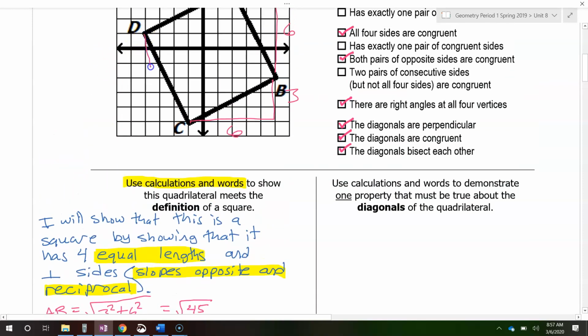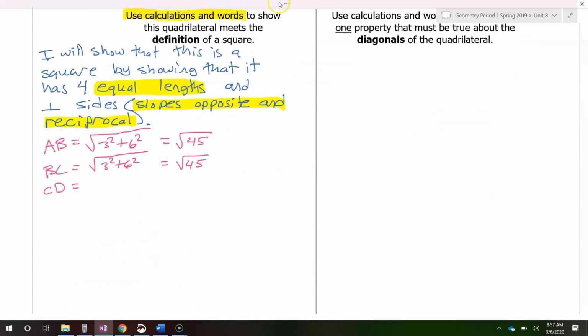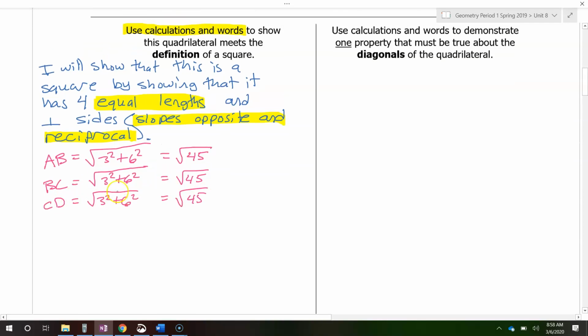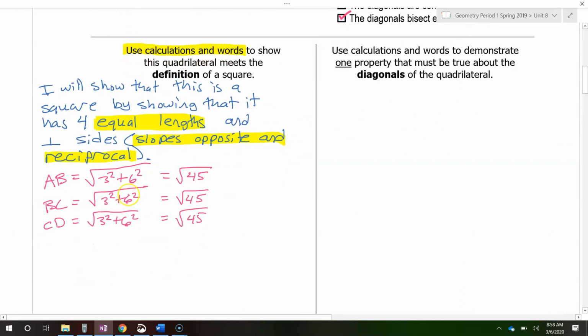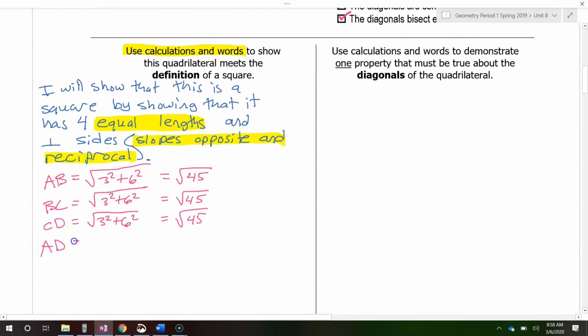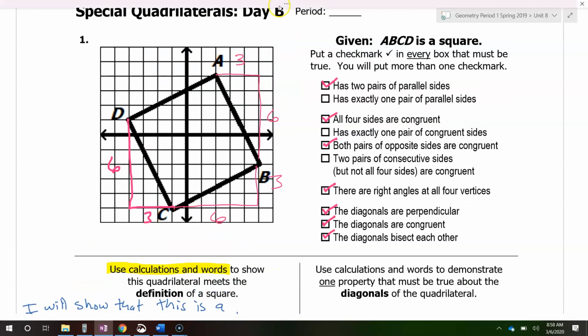Okay, CD. Uh-oh. Yeah, I think I'll use big ink. Is that 6 and 3 again? Are all of these 6s and 3s? Radical 45. And that just leaves AD. I wonder what AD is going to be. All right, there's 3 and there's 6.